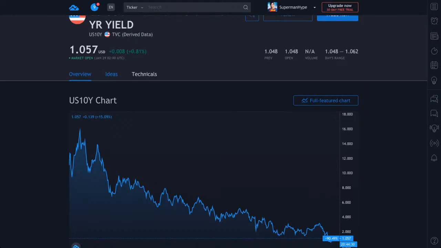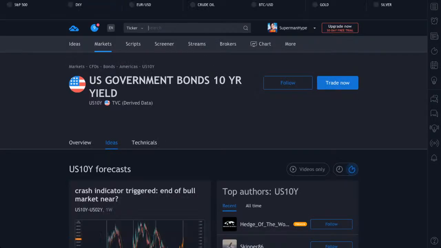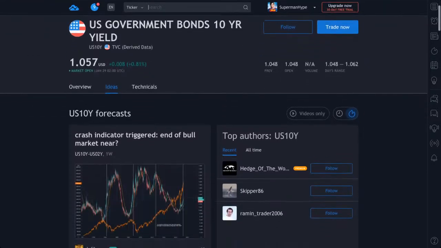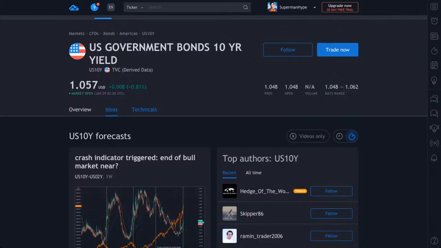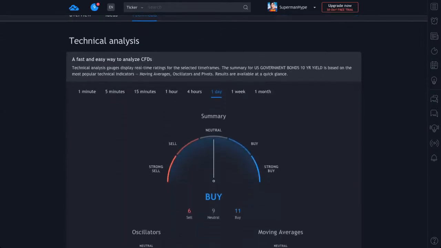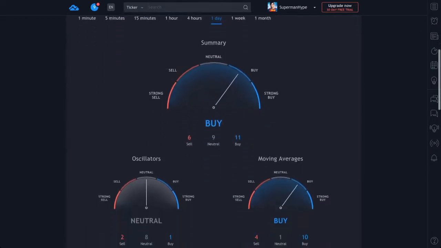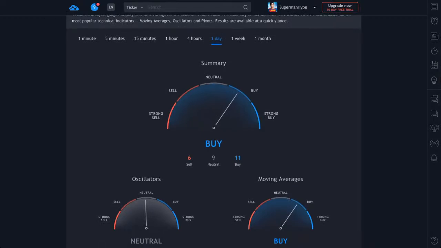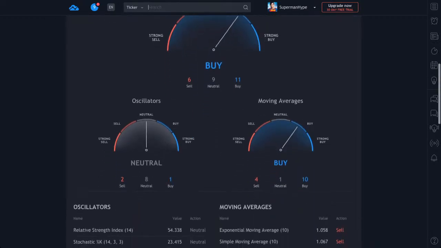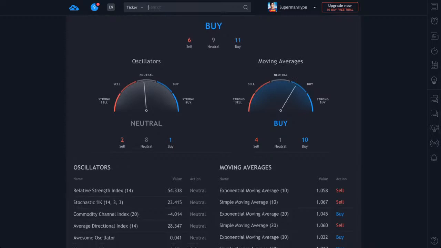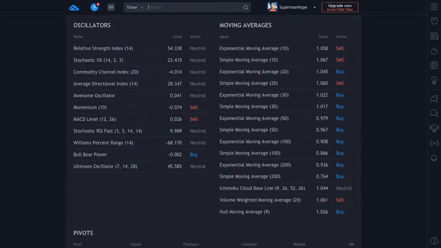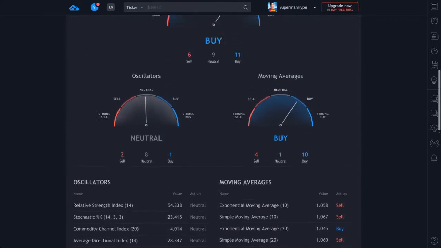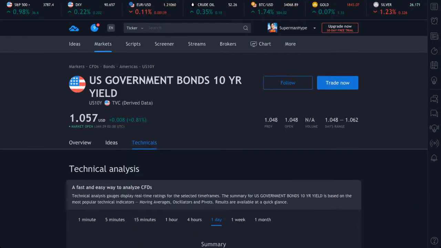Ideas, we've got the US government bond 10-year ideas here. So we've only got one person commenting there, and we've got technicals. So look at those. We've got the overall summary as buy on a 1 day. We've got oscillators, moving averages. That's buy as well, moving averages. So most of the indicators look like they're indicating buy. So that's pretty interesting.